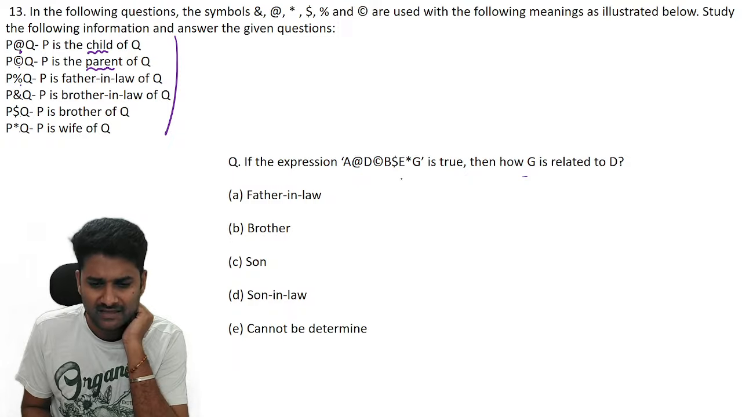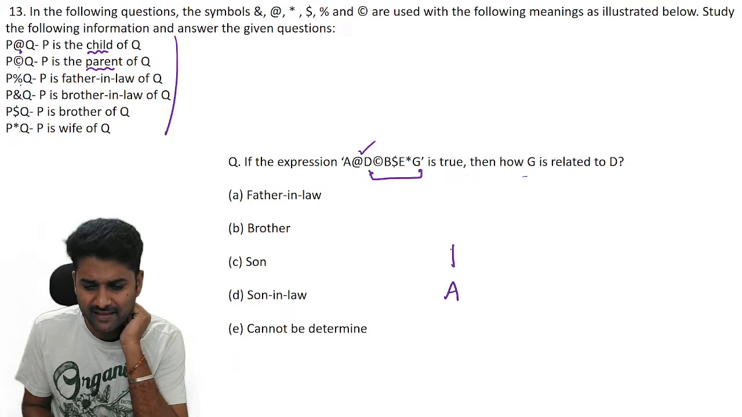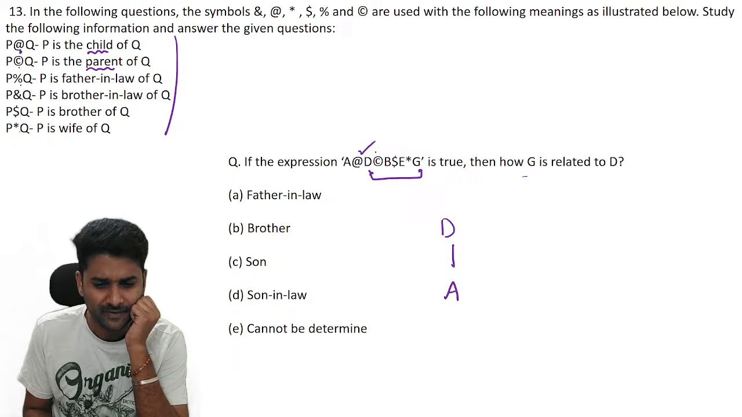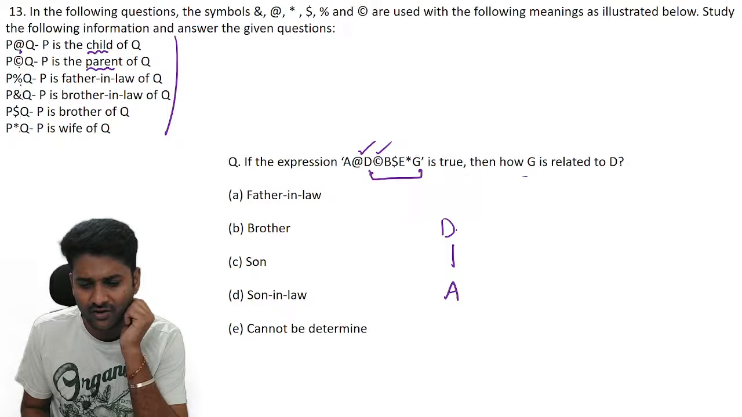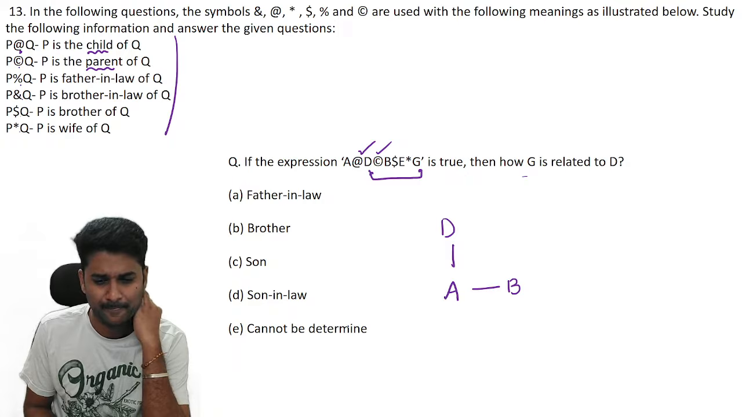Now see, G and D. This is the relation we want. First of all, at the rate. What is at the rate? A is child of D. D is the parent, so copyright says D is the parent of B. Then the relation between A and B is siblings.